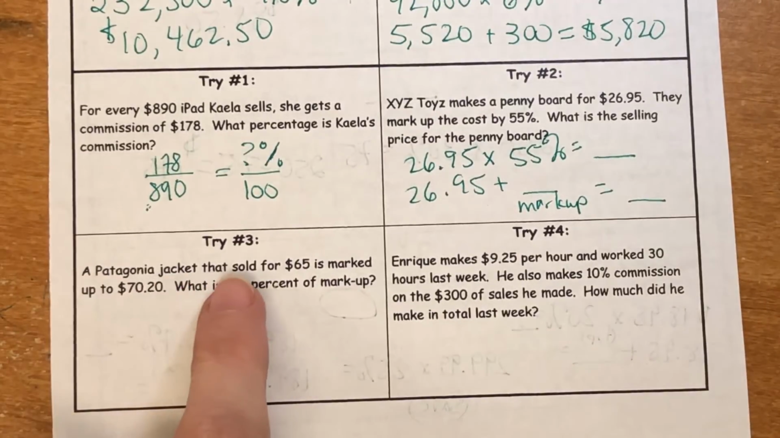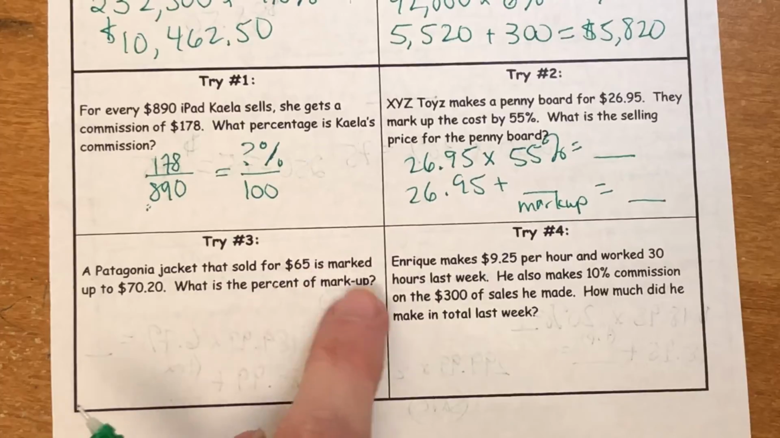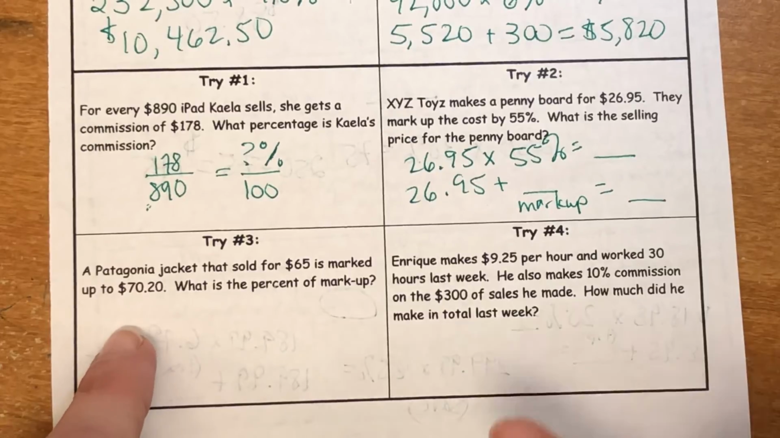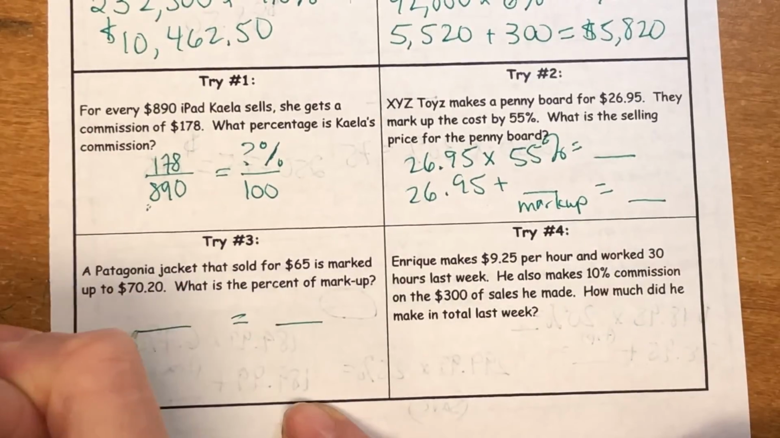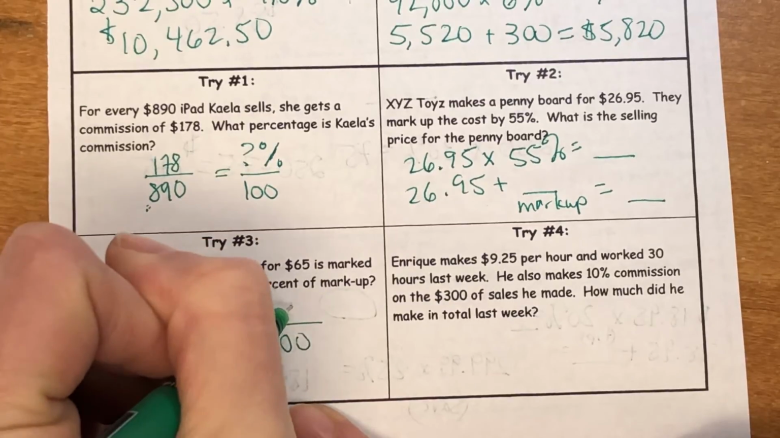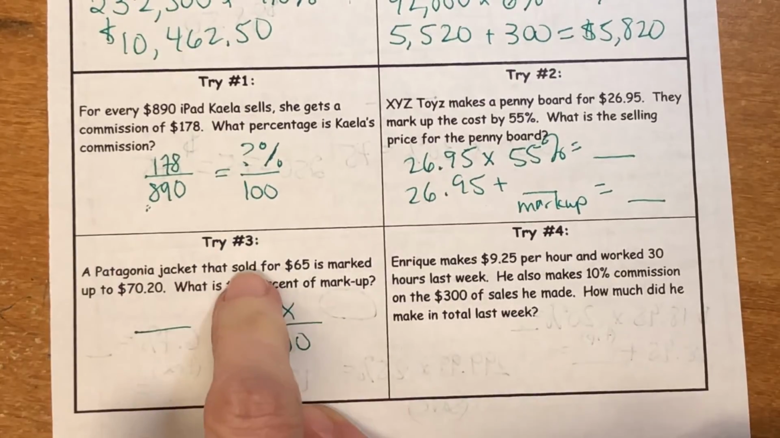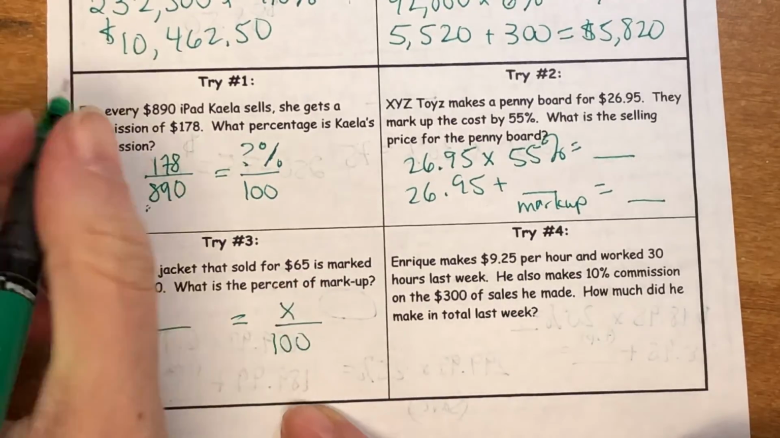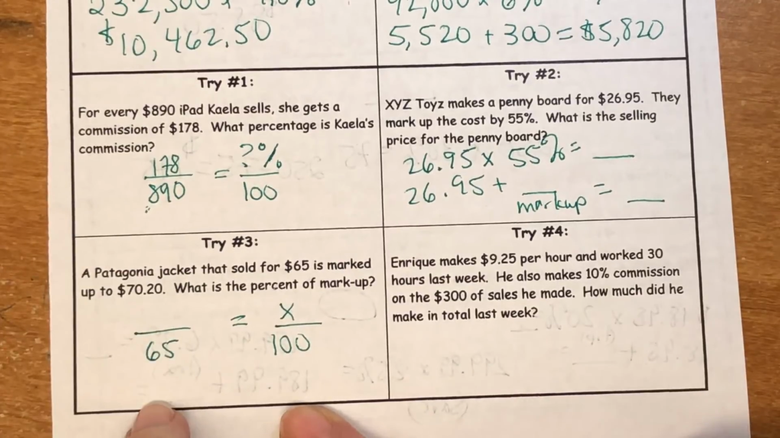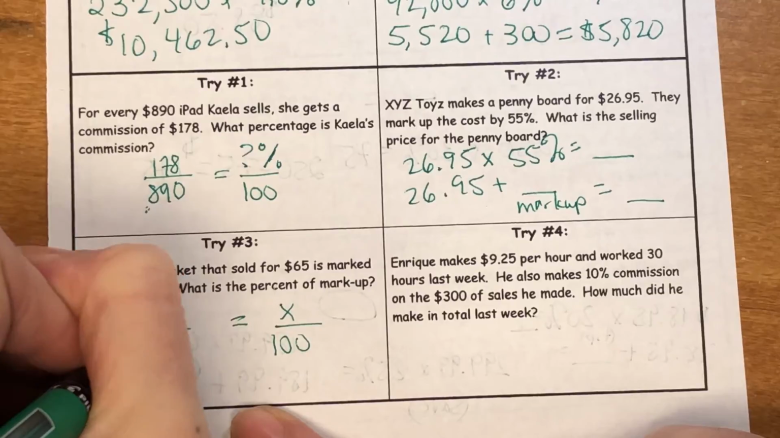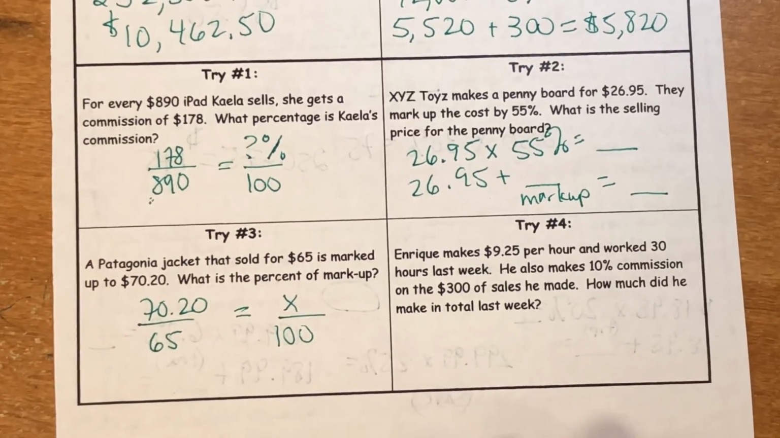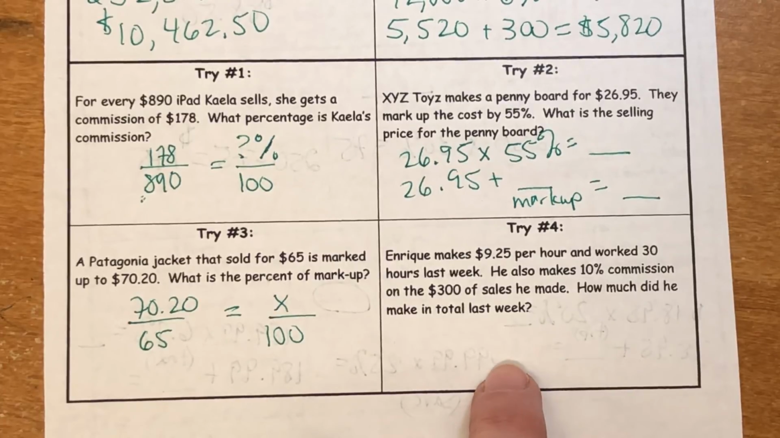Number 3, they have a jacket that sold for $65 and is marked up to $720. What is the percent? So you're going to have to find the markup, okay? So all you got to do is, we don't know the percent, over 100. It sold for $65 and is marked up to $720. So you want to put the 65 on the bottom because that was the original price they got it for. The markup is going to be $720. Okay, again, multiply 70.2 times 100 and divide by 65. You should get it.